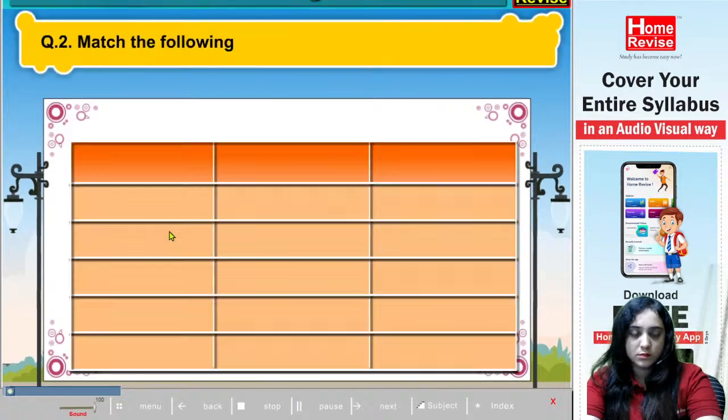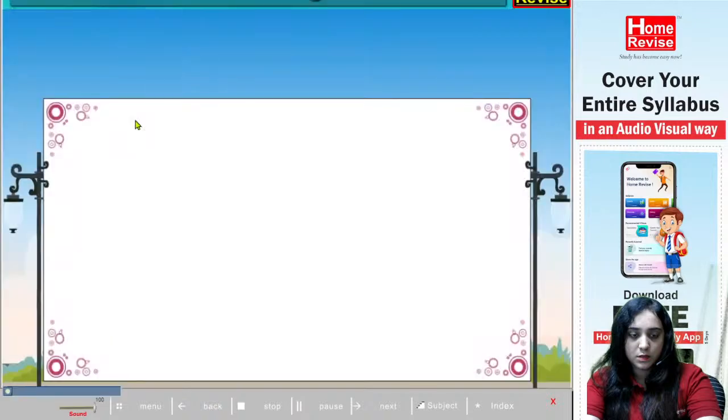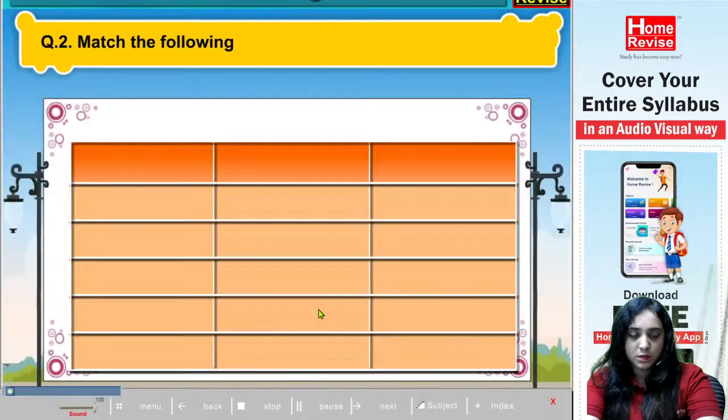2. Match the following. 12-hour clock, 9:10.